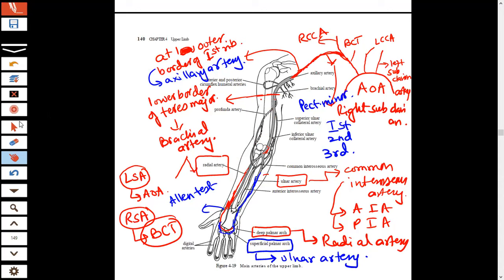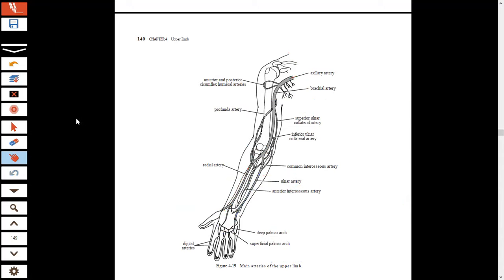Now, what are the MCQs which you must remember? Number one point: axillary artery.